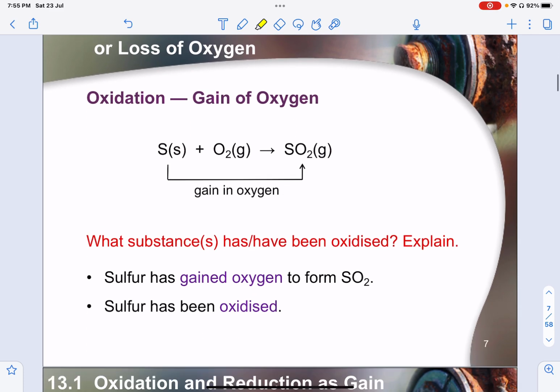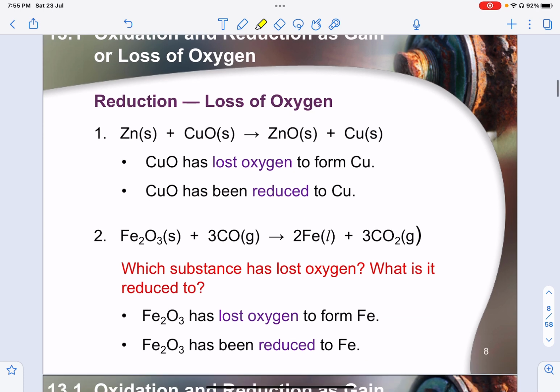So we could see in this case for sulfur, this sulfur has gained oxygen, the oxygen over here. And so we would say that sulfur, which is a reactant, has gained oxygen to form sulfur dioxide, which is the end product. And of course, this will lead to sulfur being oxidized.